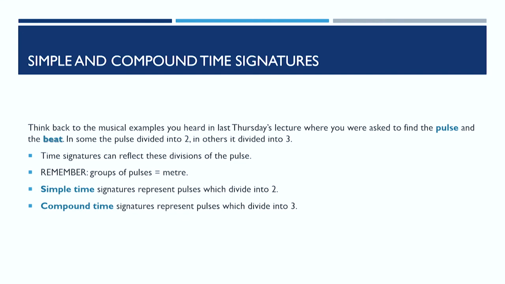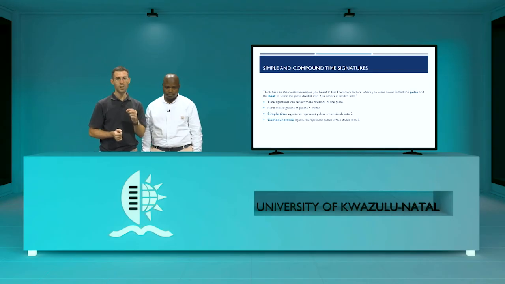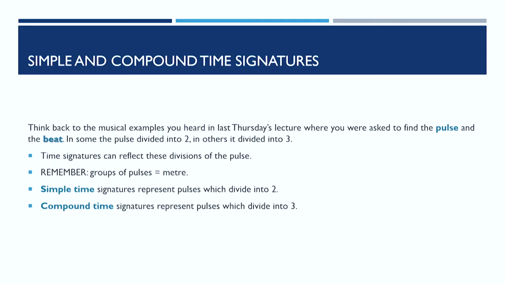We've been working with groups of pulses. So 4/4 time was 4 crotchets in a bar. The pulses were crotchets. Okay, so those were groups of 4 pulses together. That equals the meter. Now, simple time are time signatures which represent pulses which divide into 2. Compound time is when the time signature represents pulses which divide into 3. Simple 2, compound 3.